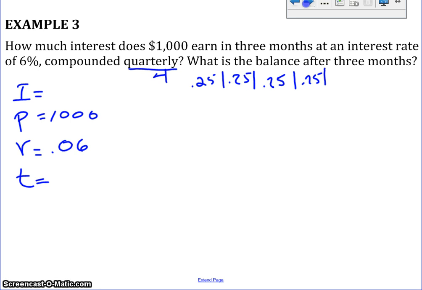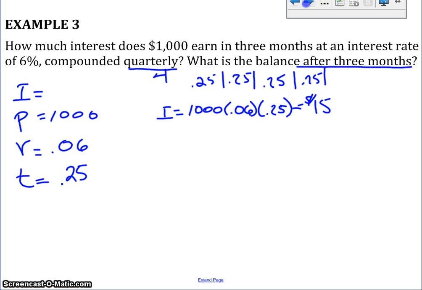It works the same way with the year. If I'm compounding it quarterly, it means every quarter of a year, I am going to post that interest. So we're going to plug in the same formula. I get 1,000 times 0.06 times 0.25, and with that I get $15. Now here it just says what is the balance after 3 months. And so I'm going to add the 1,000 and the 15.